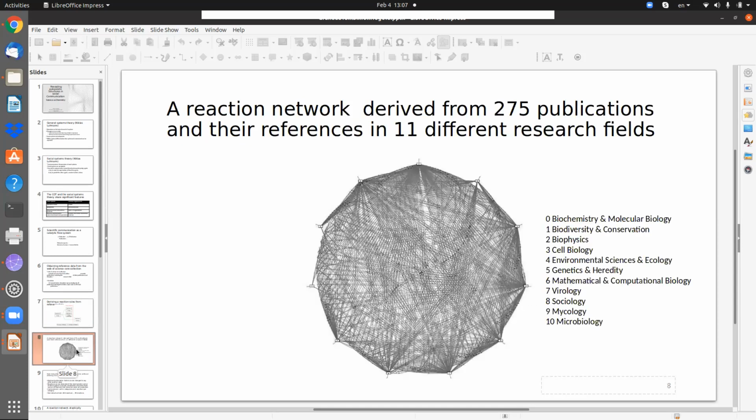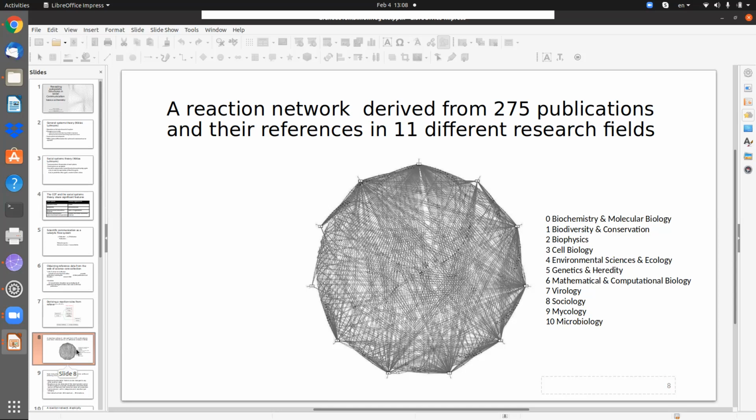So I ended up with this network. At this point, thank you, Fionn, for this nice picture. And I hope Awkweb is going online pretty soon. It's really hard to conclude details from that. So here's a short list of the categories I included for this particular network, where I have included 275 publications and their references from 11 different research fields.